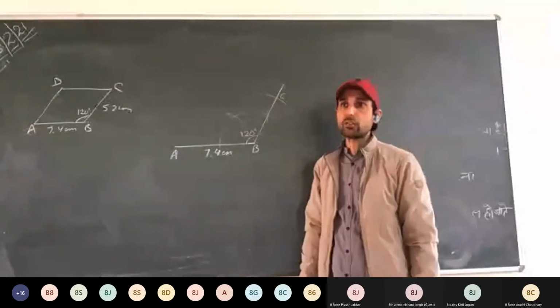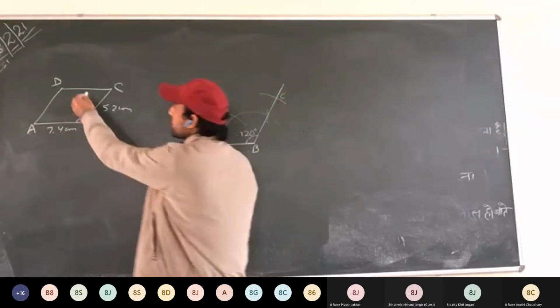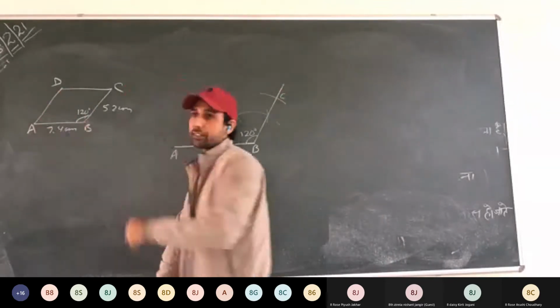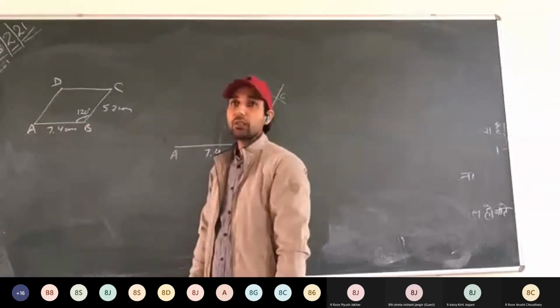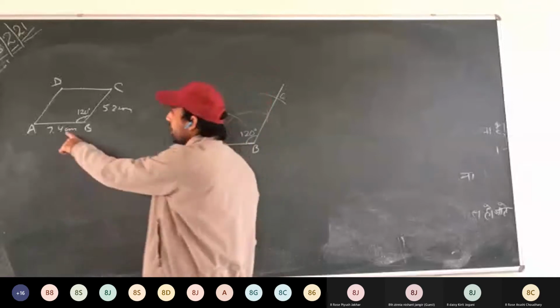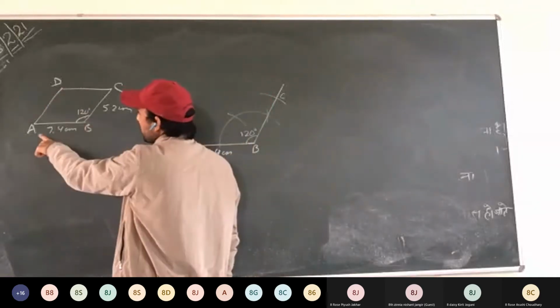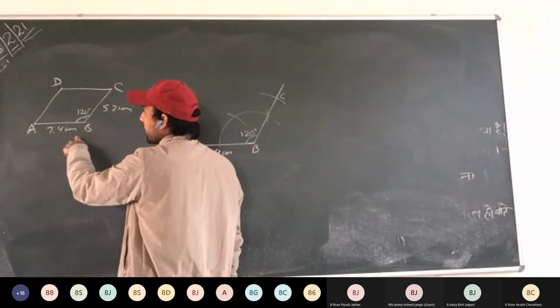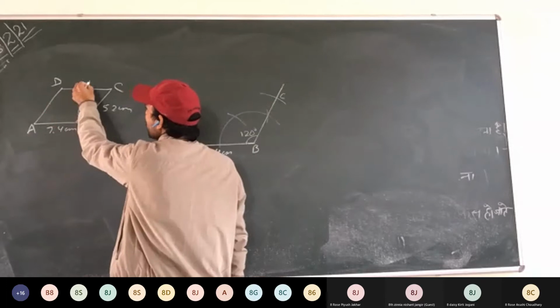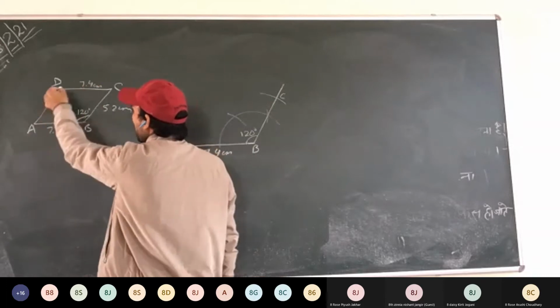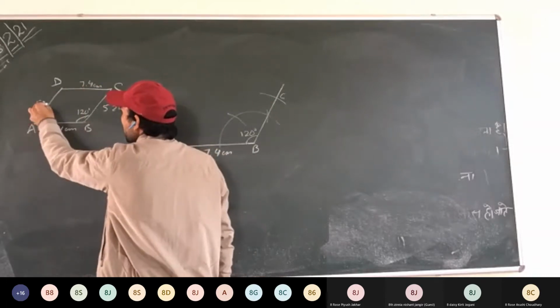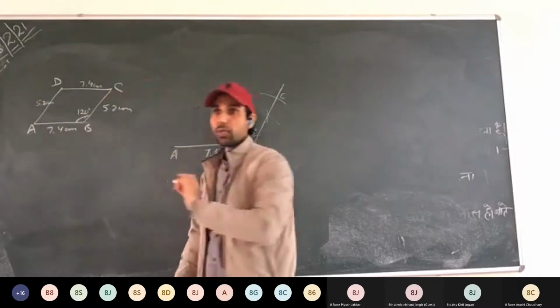We have to draw the D. How to draw? We do not have these two lengths. They are not given. So we will use the property of parallelogram. CD will be equal to BA or AB. It will be how much? 7.4 centimeter. This will be how much? 5.2 centimeter. Understood this one?